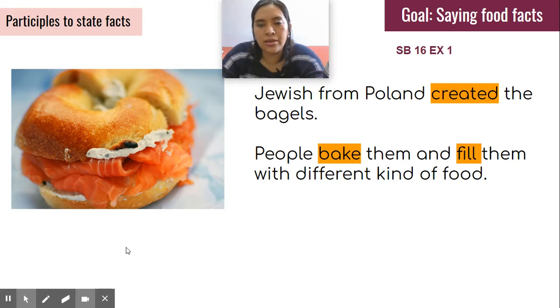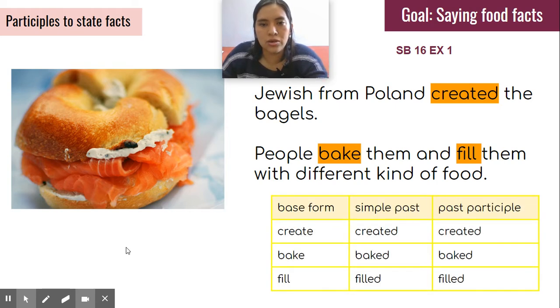Now we are identifying the verbs. I highlighted them in color: created, bake, and fill. And I have a chart over here for you to know that the verbs have different forms: the base form, the simple past, and the past participle. We are using the third column, the past participle form: created, baked, and filled. We are using those words for describing the food, so we don't need the complete sentence. We are only using the important part to make the description. Check the example.